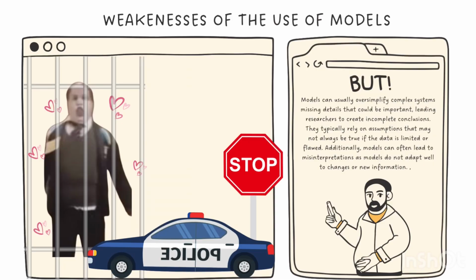However, models can usually have a downside to their benefits, as models can usually oversimplify complex systems, missing details that could be important, leading researchers to create incomplete conclusions. They typically rely on assumptions that may not always be true if the data is limited or flawed. Additionally, models can often lead to misinterpretation, as models do not adapt well to changes or new information.